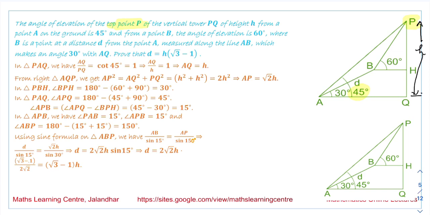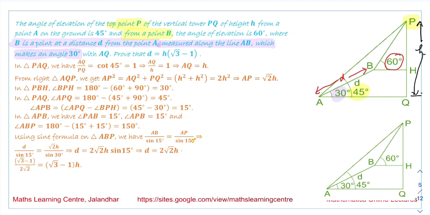Then it is given, what is the position of point P? B is a point at a distance D from A, measured along the line AB, which makes an angle 30 degrees with AQ. This angle is given to be 30 degrees. This length AB is given to be D units. And it is given that the angle of elevation from this B is 60 degrees.